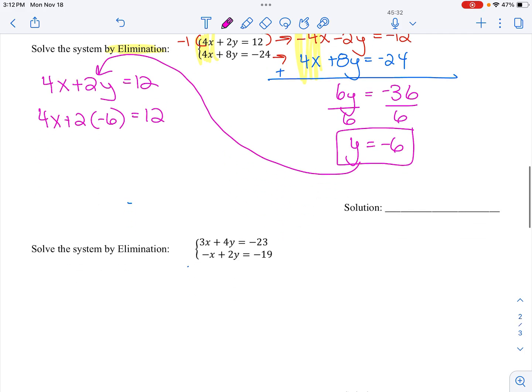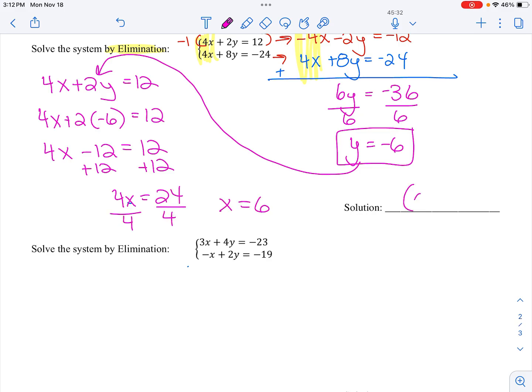And now I use my algebra skills from Unit 1. Add 12, 4x equals 24, divide by 4, x equals 6. So my solution is 6, -6. If I were to graph those two lines, that would be the point that they intersect at.